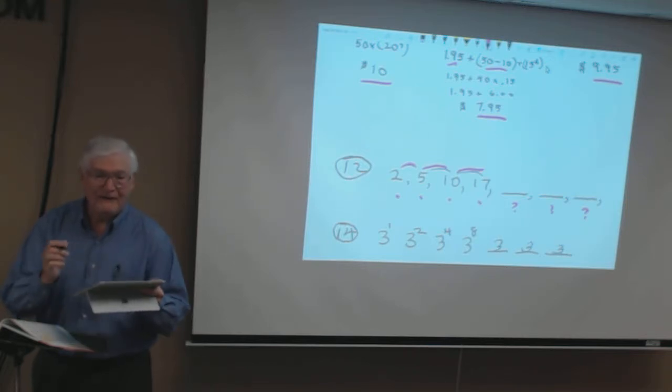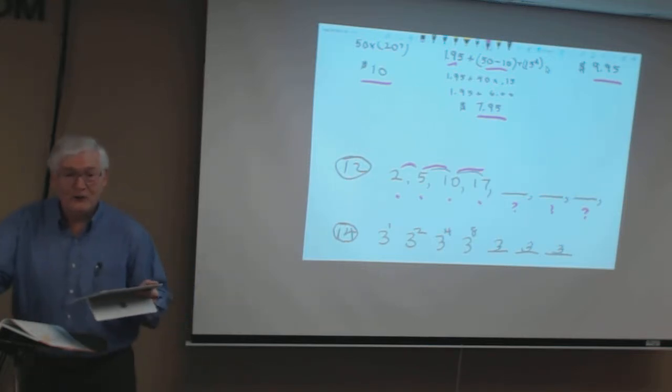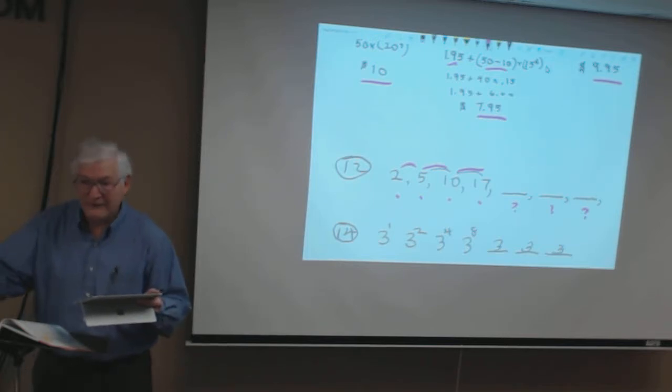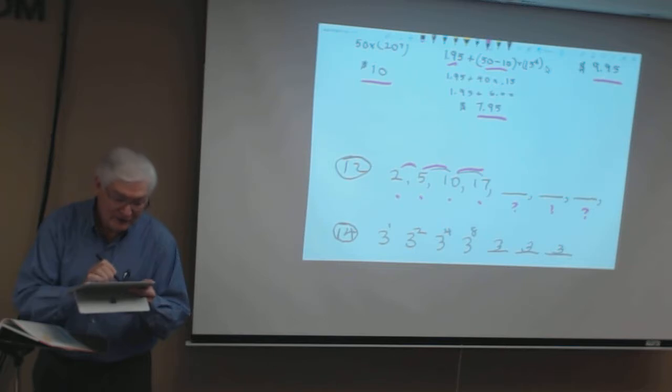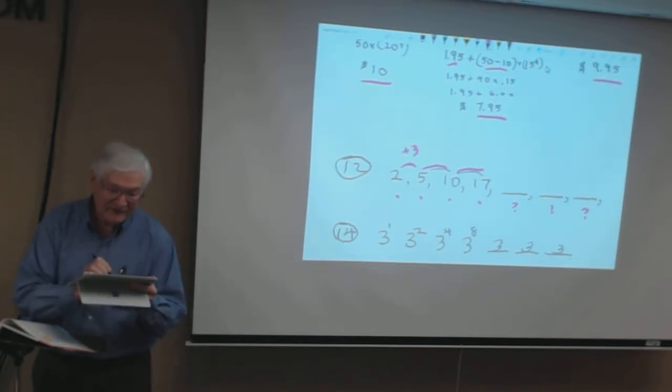How do you get from 2 to 5? I mean, mathematically, there's only 4 things you can do: add, subtract, multiply, or divide. Plus 3. You plus 3. Everybody see that? Then how do you get from 5 to 10? Plus 5. You plus 5.